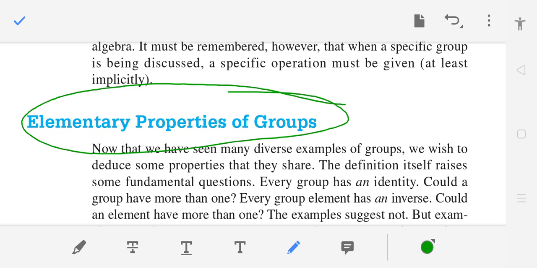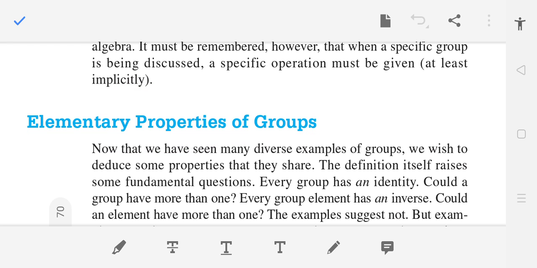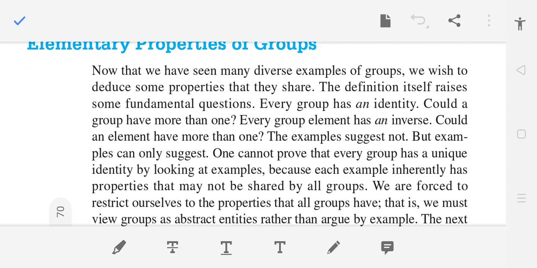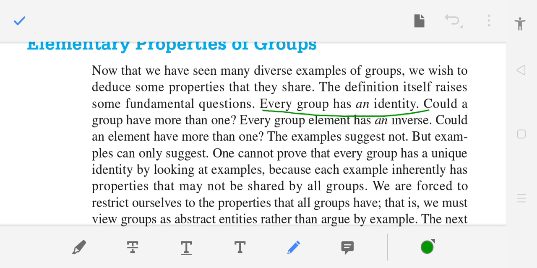So you must know them, and know their proofs also; in addition to a statement, you also have to do the proofs. So just study. Every group has an identity. Yes, it is true. Every group has an identity. Every group has an inverse.